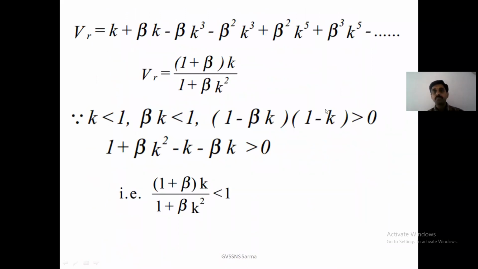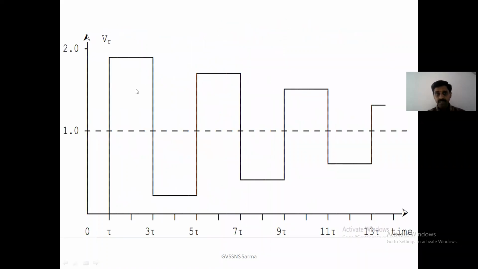Finally, that is simplified as (1 plus beta) k by (1 plus beta k) square. So k is less than 1 because it is an attenuation factor. Therefore, beta k is less than 1. From this expression, (1 minus beta k) into (1 minus k) is greater than 0. So if you substitute these values in this expression, you can write (1 plus beta) into k by (1 plus beta) square is less than 1. So we can write this expression like this.